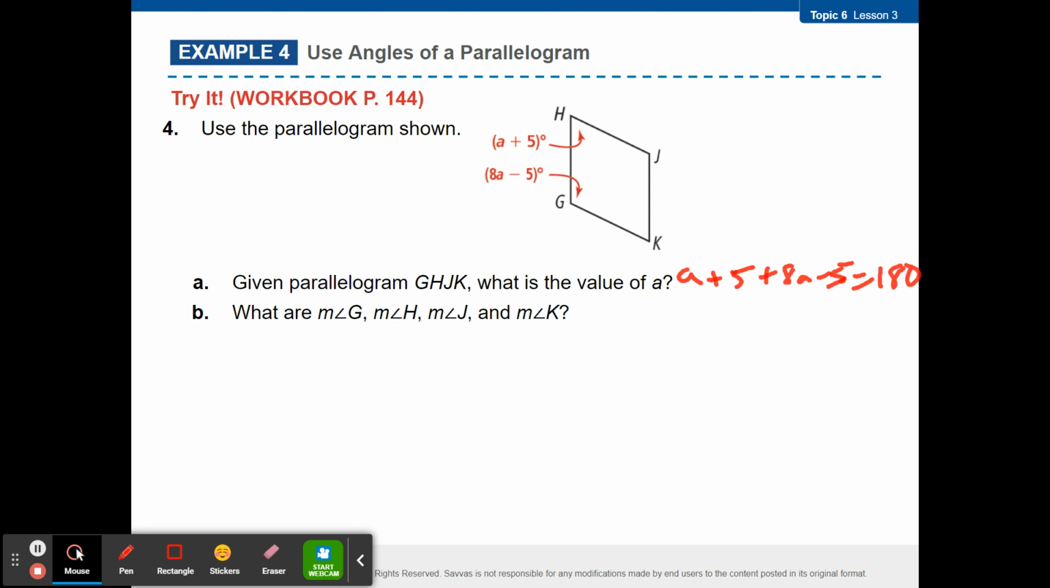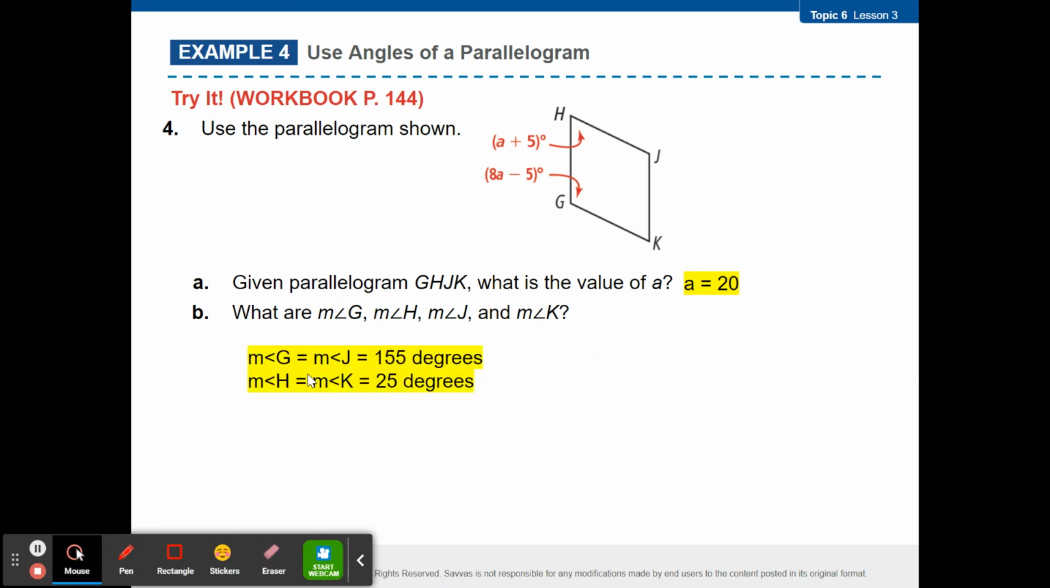Okay, what do we get for A? Someone tell me. Go ahead. 20. Nice job. All right, so that would mean that the measure of angles G, H, J, and K would be 155 degrees for G and J, and H and K would be 25 degrees. Questions on that one?